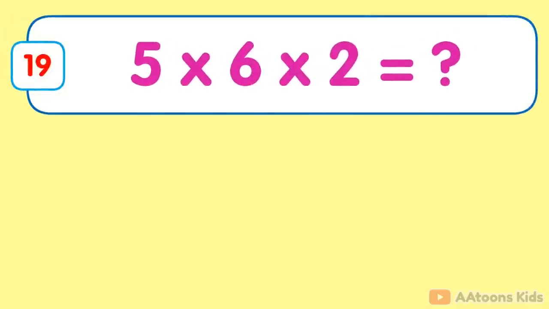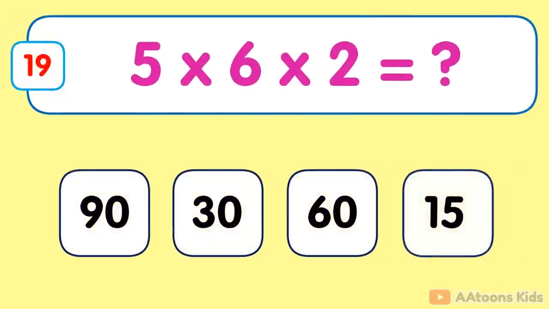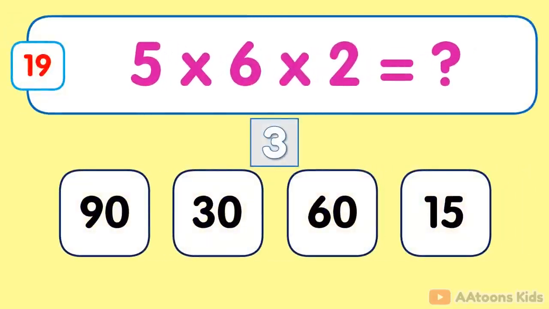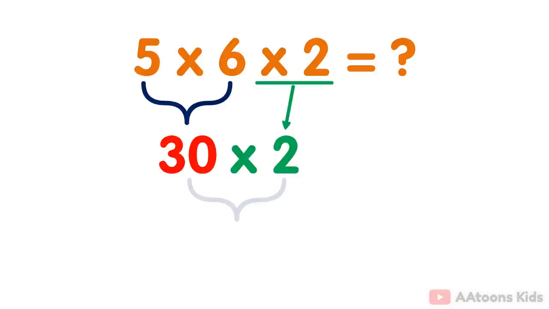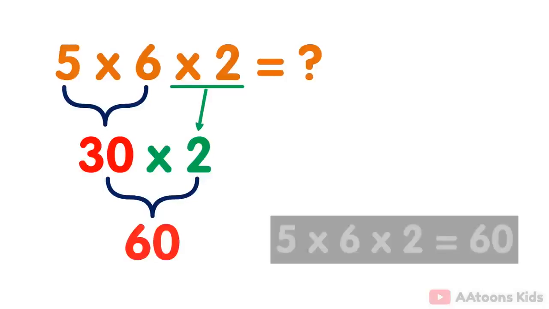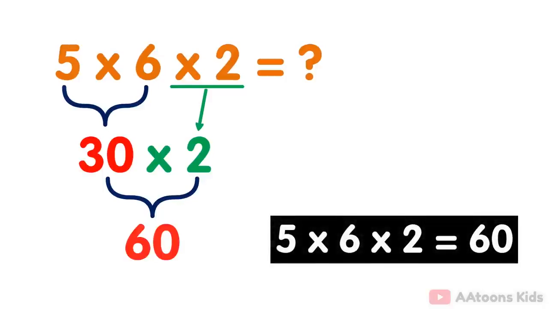5 multiplied by 6 multiplied by 2. 60. Simply multiply the numbers 5 and 6, which equals 30. Then you multiply the result 30 by 2. You will get 60. Therefore, the answer to 5 multiplied by 6 multiplied by 2 is 60.